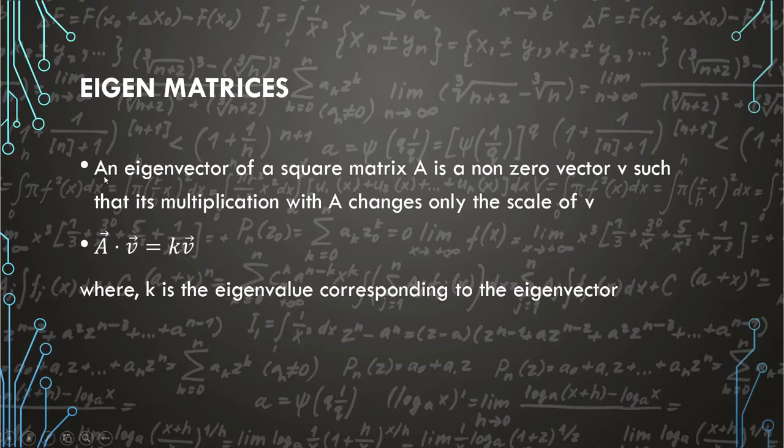So once again, an eigenvector, this is quite important. An eigenvector of a square matrix A is a non-zero vector V such that its multiplication with A changes only the scale of V. So this square matrix A is our reference matrix, its eigenvector is V, and k is the eigenvalue. You must remember this. In places on the internet you will find it explained in a very complicated way. In the Schrodinger equation, if you know, these eigen matrices are used to solve those equations. So here I have written it in my own words to make it easy. Hope it will be helpful to you.